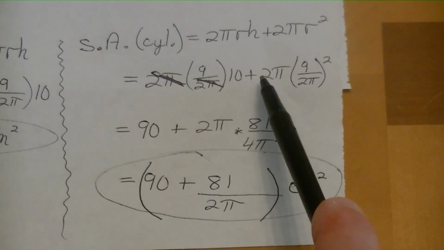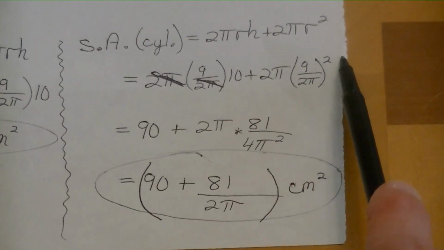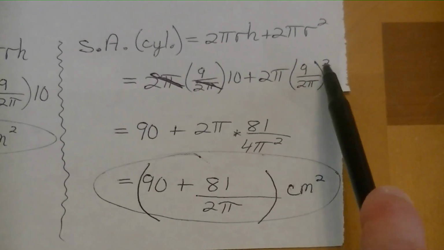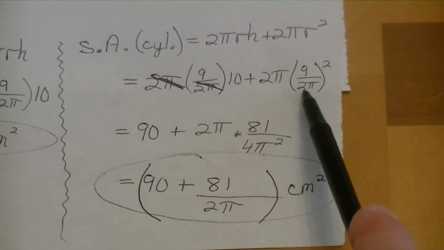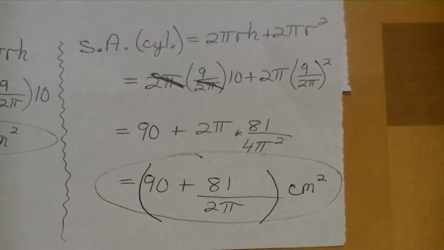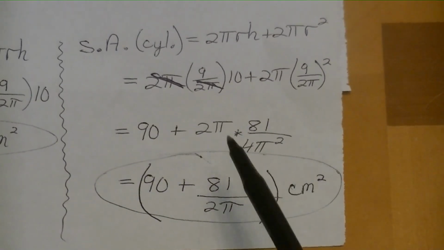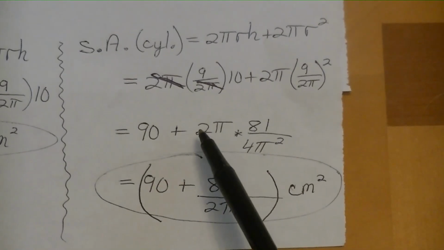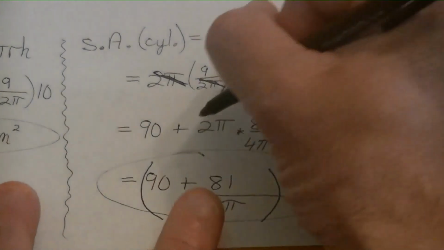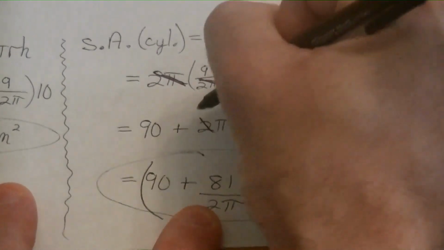But we have to add 2 pi radius squared. So to square a fraction, you square the numerator. 9 squared is 81. Square the denominator. 2 pi times 2 pi is 4 pi squared. I did a little bit of algebra, some simplifying here. 2/4 simplifies to 1/2.